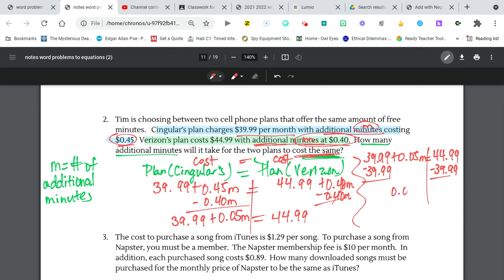So I end up with 5 cents M, and $44.99 minus $39.99 is just $5, guys. Divide both sides by 5 cents. Basically, I'm trying to figure out how many nickels make $5. So that would be 100. So for 100 additional minutes, both of the plans will cost the same thing.